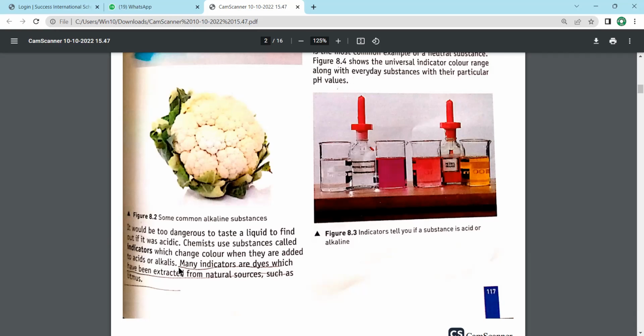Chemists use substances called indicators. You know very well about indicators, which change color when they are added to acids or alkalis. As you add these solutions or indicators to the substance, they show whether it is acidic or alkaline. Many indicators are dyes which have been extracted from natural resources such as litmus. So some indicators tell you if a substance is acid or alkaline.